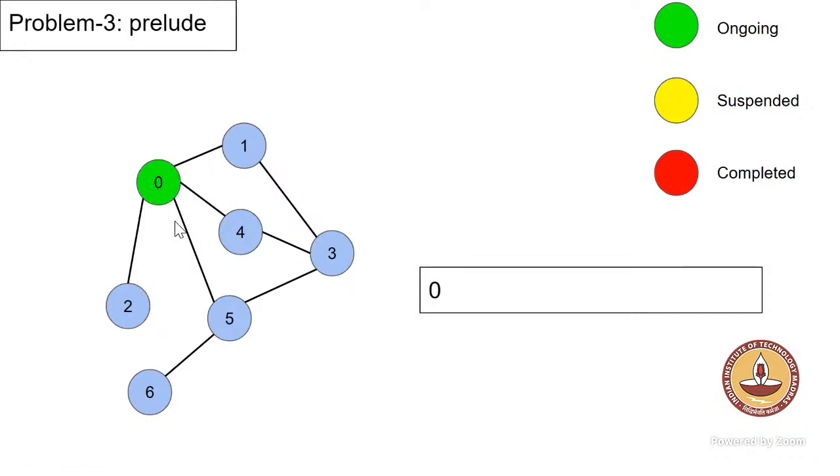So all the nodes are connected, like 0 is connected to all the nodes. So which node to choose? The smallest node we have to choose. So what is the smallest node? That is 1. So 1 will be the next point of traversal.